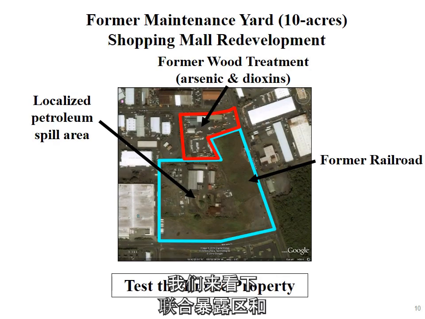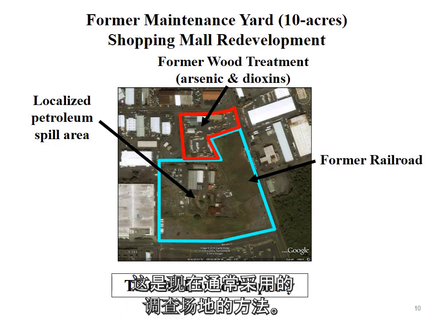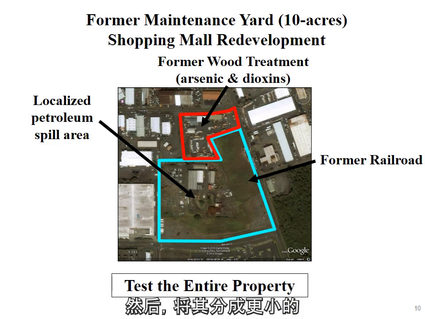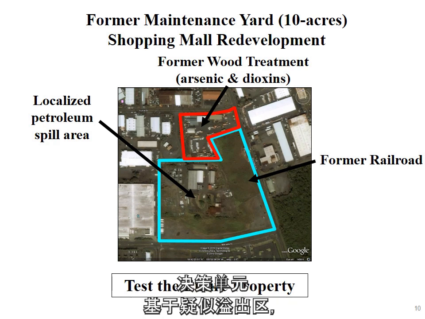So let's look at some examples of combined exposure area and spill area decision units. That's typically the way sites are investigated now. The way I like to start the investigation of a site is the first step is just designate the entire property as a single decision unit. That's the best way to start. And then as you understand more and more about the site, to start to break it up into smaller and smaller decision units based on suspect spill areas, exposure areas, and such.